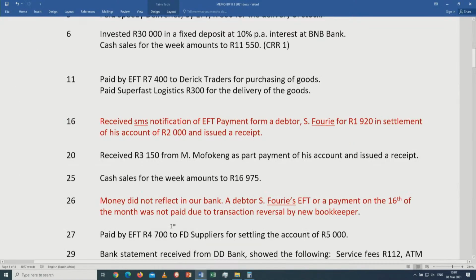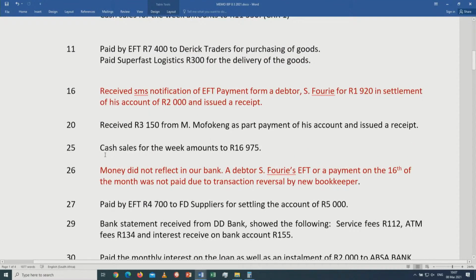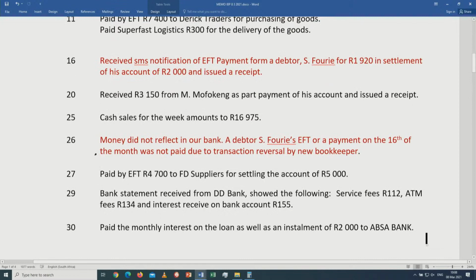On the 27th. On the 26th, remember this one, cancel this one. So you are not going to record any of these transactions for now, because we must only record the transactions that we found on the bank statements as our source document. When somebody has paid, you can get an SMS notification, but when they reverse it, you'll never get an SMS notification. So you need to wait for the bank statement in order to record a certain transaction.